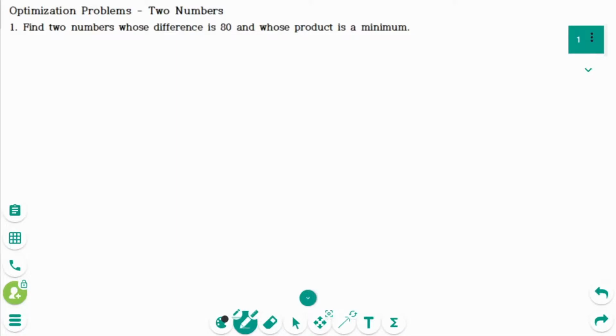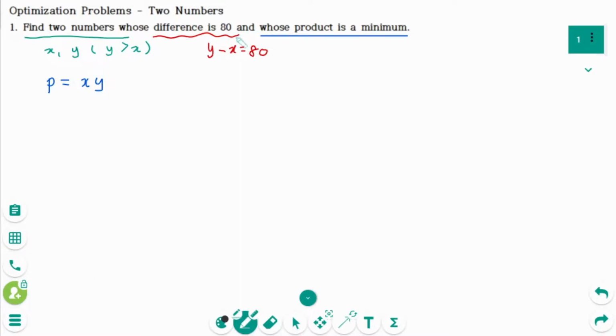This video will cover questions relating to the topic of optimization problems. Two numbers. Question 1. Let the two numbers be x and y. Let's say y is greater than x. The difference is 80, so y minus x equals 80. Whose product is minimum? So we wish to find the product p of the two numbers.